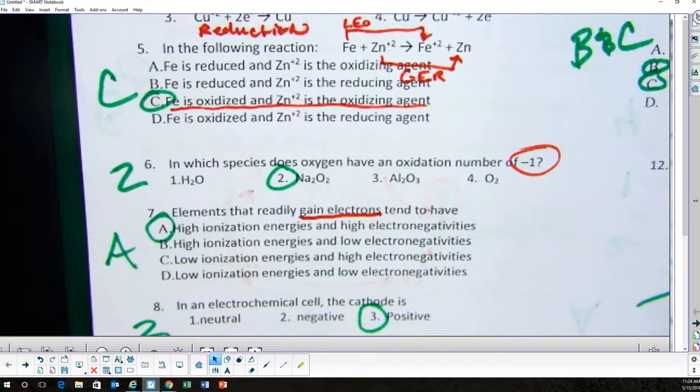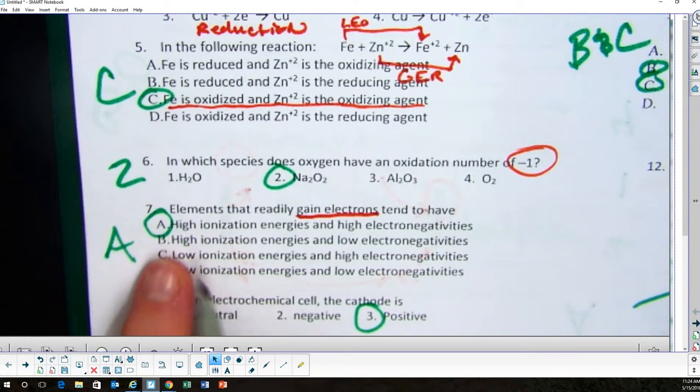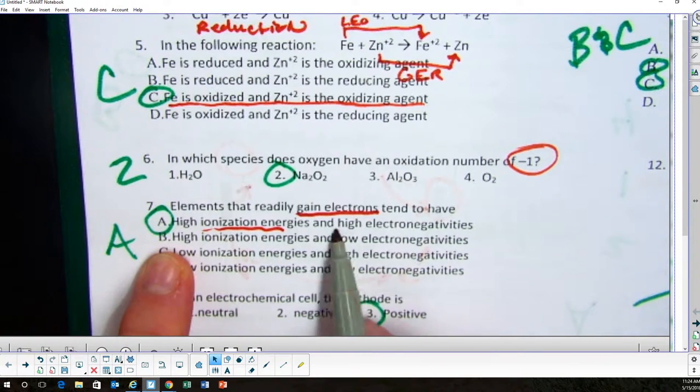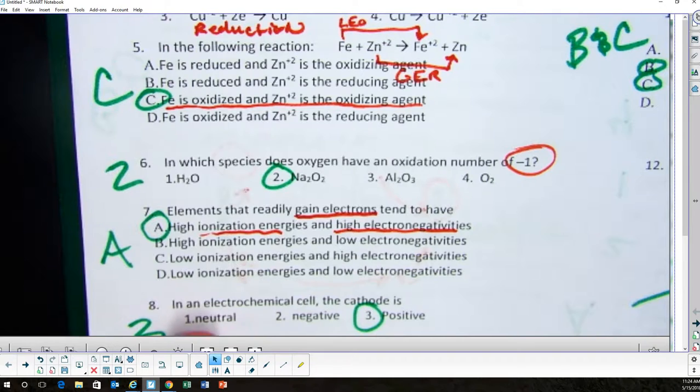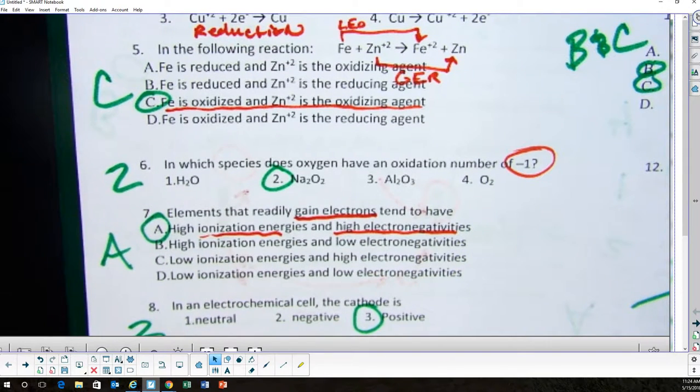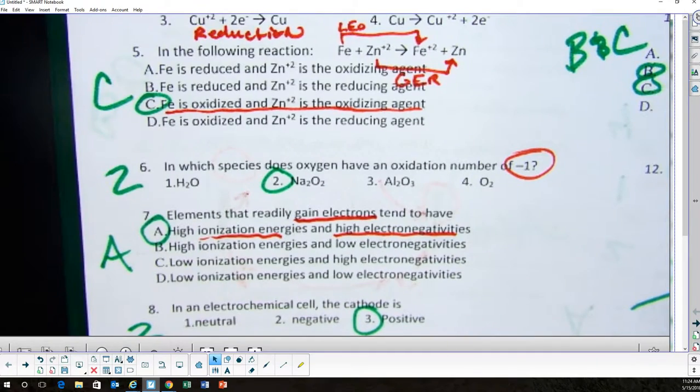The electronegativity, fluorine has the highest on the periodic table, so it's going to be really high. So high ionization energies and high electronegativities if I'm gaining electrons. Okay, electrochemical cell, the cathode, red cap pause. Remember that, red cap pause, that's the positive side. It's the cathode, and it's where reduction occurs.